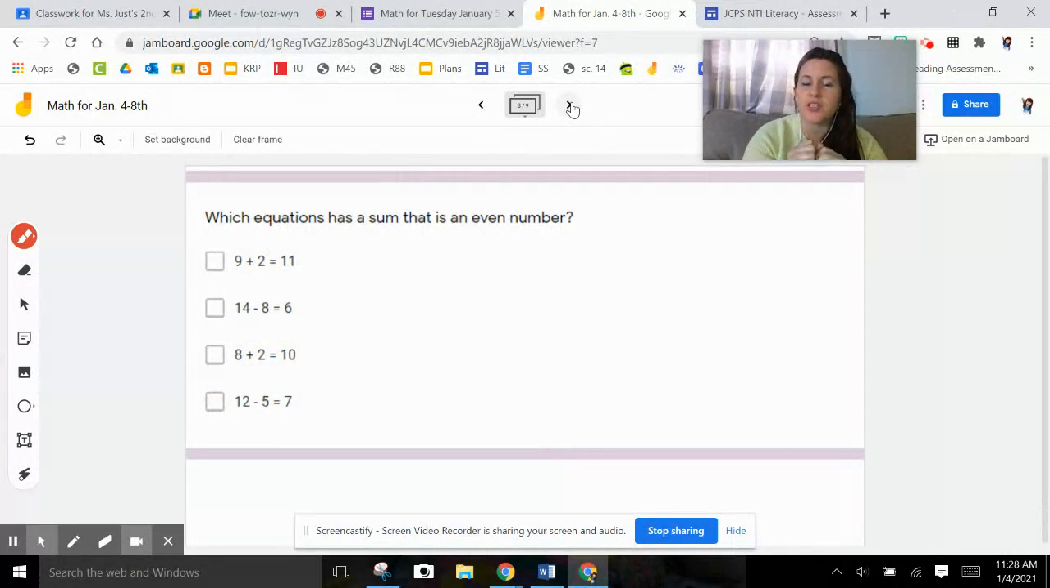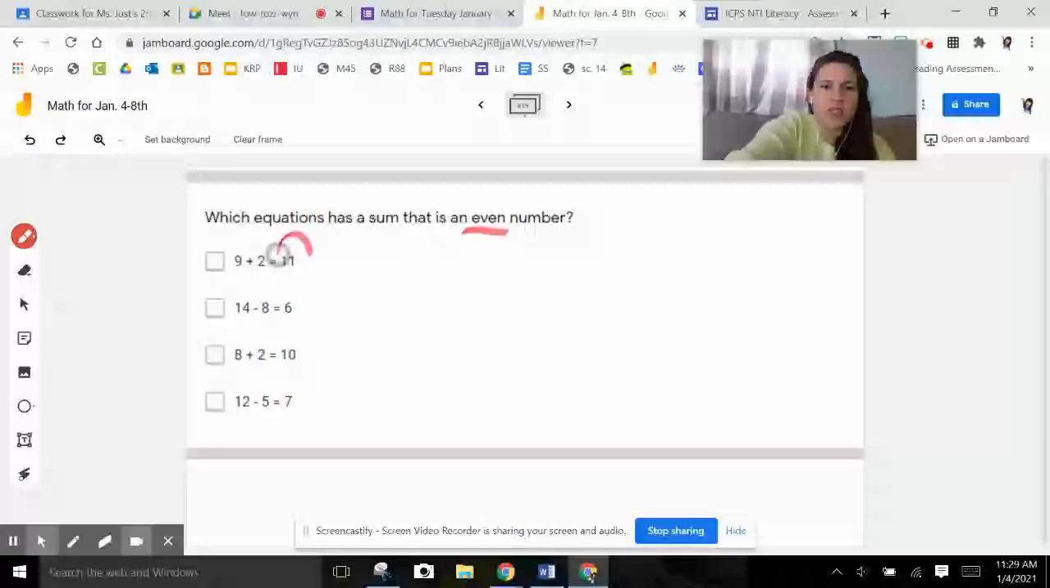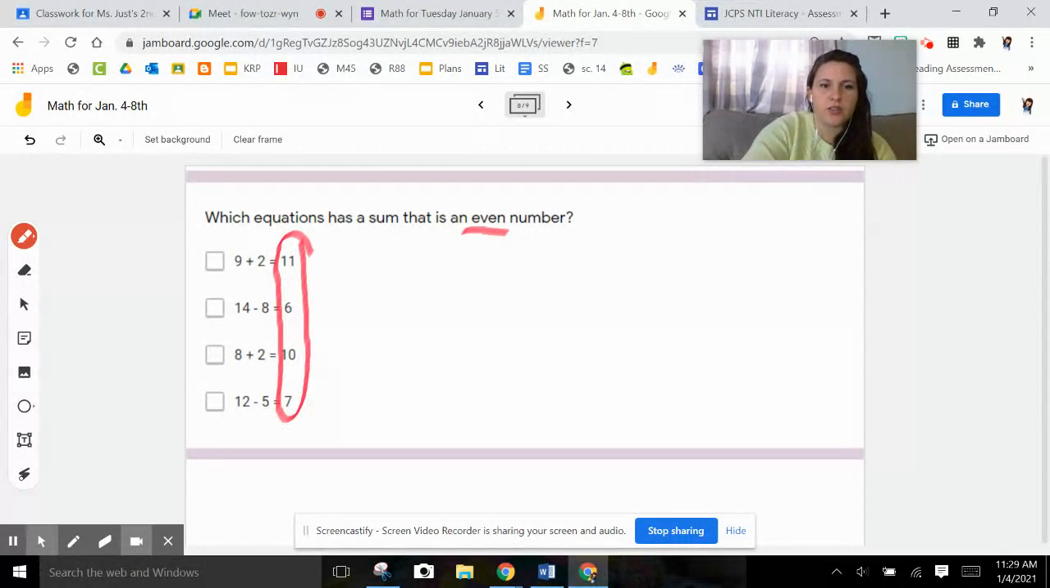All right, next one. You're going to see questions like this on your test or on your form, and some of them say that they're looking for an even number. Some of them are going to say that they're looking for an odd number. So you just have to pay attention. For this question, it's asking for an even number. So basically, we need to check out the sums, which are the answers. The sum is just a fancy word for the answer, to see if they're even. All you're going to do is draw pictures for each one of them.